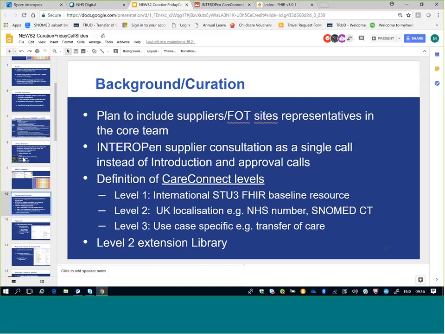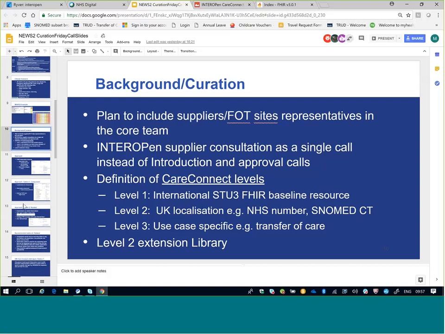In this case, the use case is NEWS2, so we'll have a level three for NEWS2, and that allows us to make very specific changes for NEWS2, like making certain fields mandatory, which will not apply to level two. We also have a concept of a level two extension library, which means we can add additional elements to level twos, but they are reusable across different use cases in a library.